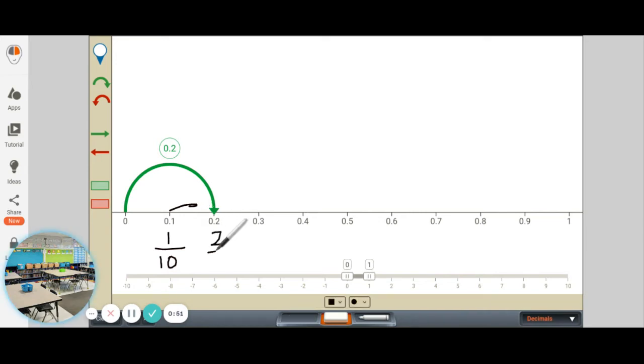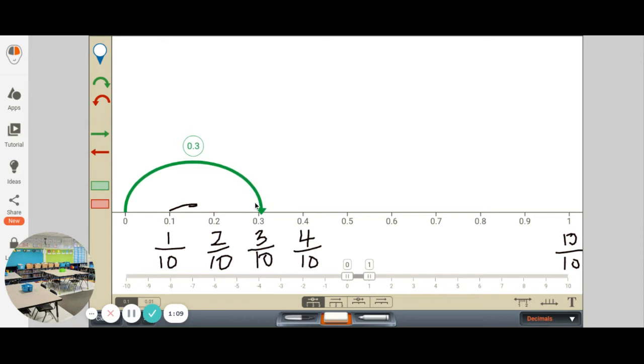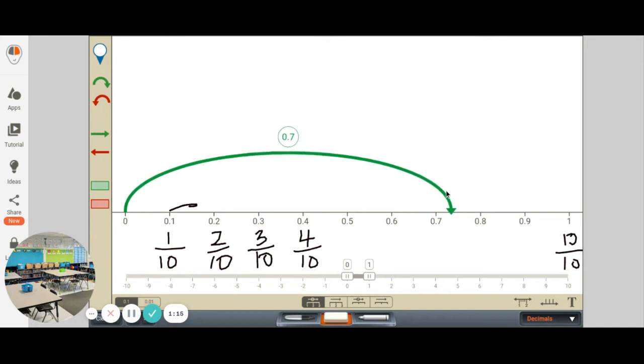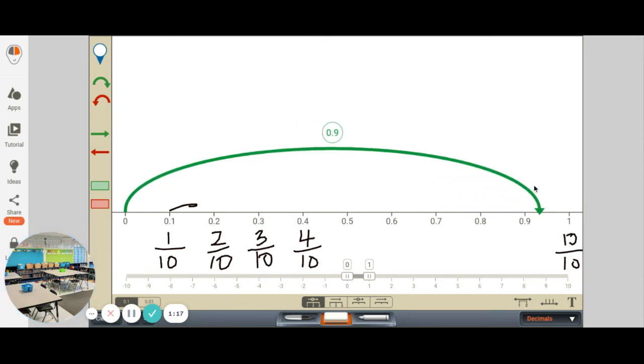So we could continue to go down 2/10, 3/10, 4/10, and so on until we get to 10/10, which is equivalent to 1 whole. So just like when we're writing fractions, we can write the tenths as decimals. So we have 1/10, 2/10, 3/10, 4/10, 5/10, 6/10, 7/10, 8/10, 9/10, and then we get to 1 whole.